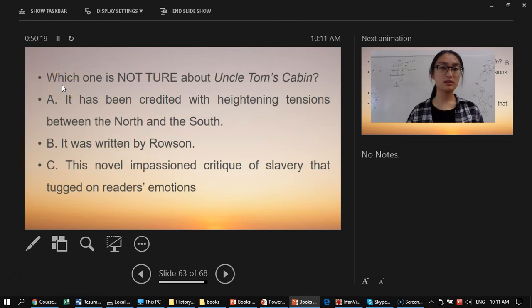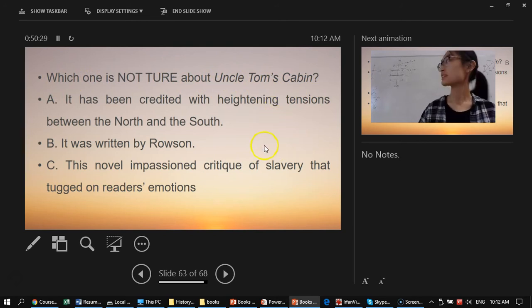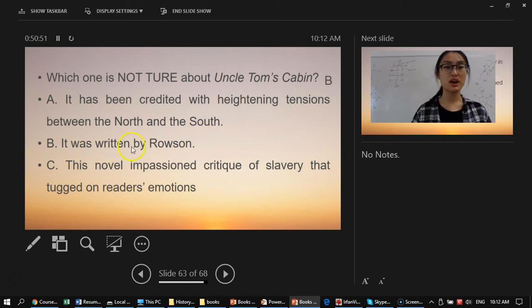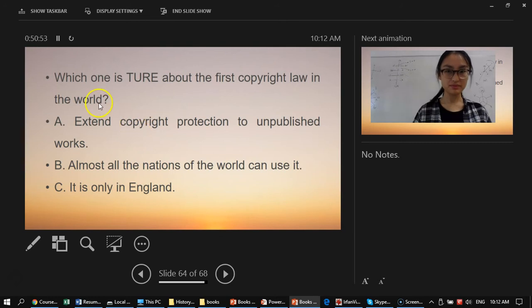And this is the question of part 3. Which one is not true about Uncle Tom's Cabin? Anyone? The correct answer is B. It was written by Stowe.